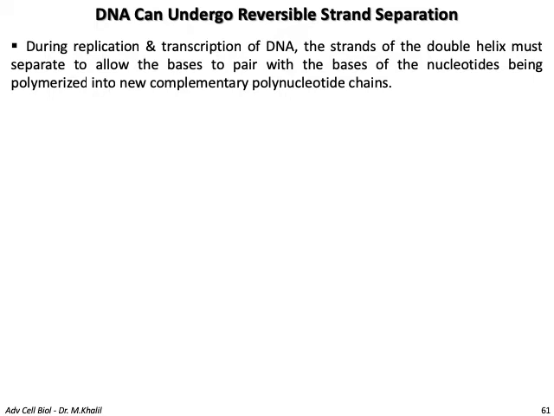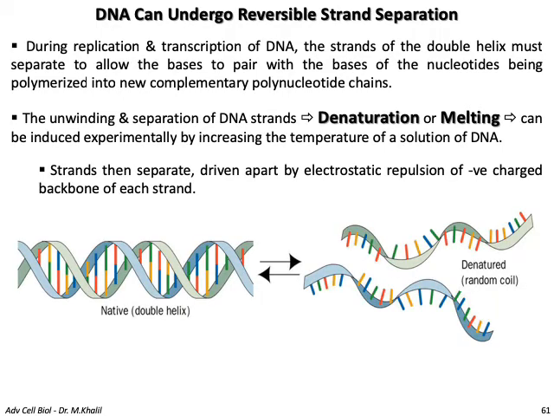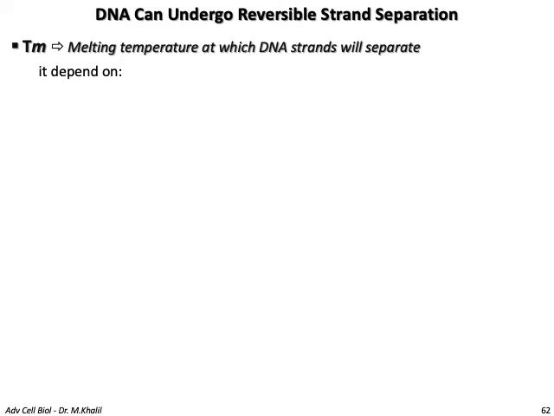DNA can undergo reversible strand separation. The main player here is temperature. During replication and transcription, the strands of the double helix must be separated to allow the bases to pair with the bases of the nucleotide being polymerized into the new complementary polynucleotide chain. This unwinding and separation of DNA is called denaturation or melting and can be induced experimentally by increasing the temperature of a solution of DNA. If we look closely, the strands can be separated when heat is applied.